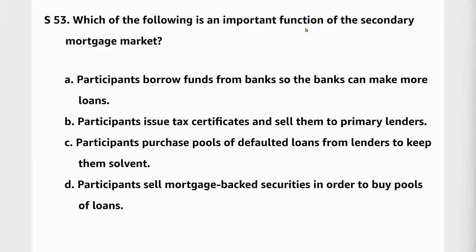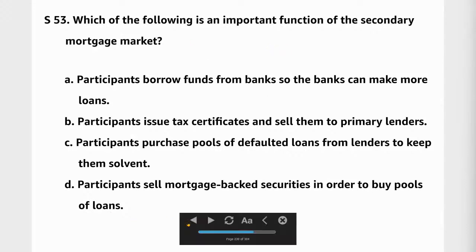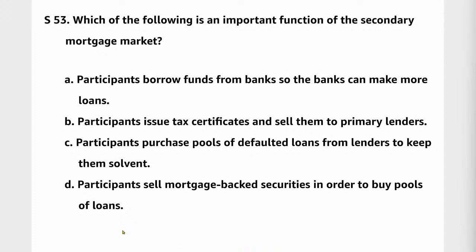So which of the following is the function of a secondary mortgage market? It's all participants, some kind of participant. Is it participants that borrow funds from banks? Or participants that issue tax certificates and sell them? Or participants that purchase pools of defaulted loans from lenders to keep them solvent? Or D, participants sell mortgage-backed securities in order to buy pools of loans. This can be a tricky one.